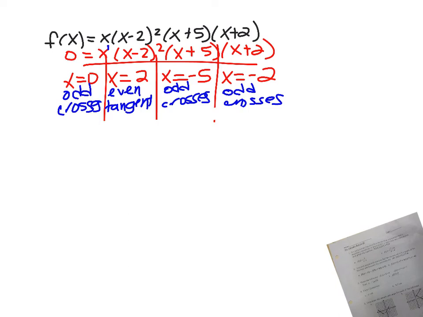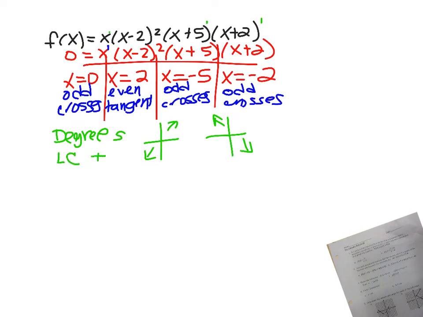Okay, now, also in order to graph, we have to have the degree. So just add up the exponents. We have 1, 2, 3, 4, 5. So that means it's going to go in different directions. These are the choices. So now I need my leading coefficient, which is going to be +1. So that means it'll be this one here, not this one.